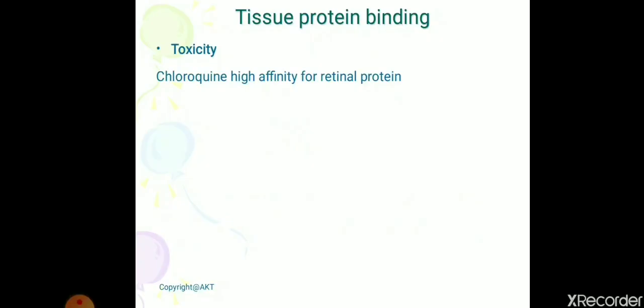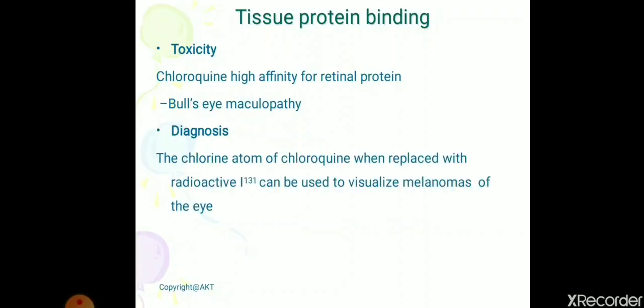Example, you have already seen chloroquine, which has high affinity for the retinal protein, so it tends to accumulate in the retina, leading to bull's eye maculopathy. Second, it can be used for diagnosis. Certain drugs or chemicals can be targeted to particular tissues. You can see here the chlorine atom of the chloroquine drug. If it is replaced with radioactive iodine 131, it can be utilized to visualize melanoma of the eye. Why? Because chloroquine shows more affinity for the retinal protein. So chloroquine will carry the radioactive iodine 131 to the retinal protein, and the radioactivity can be measured and we can visualize melanoma of the eye.